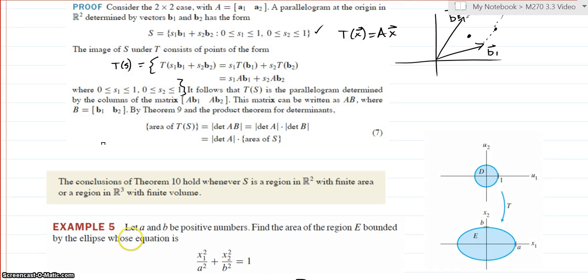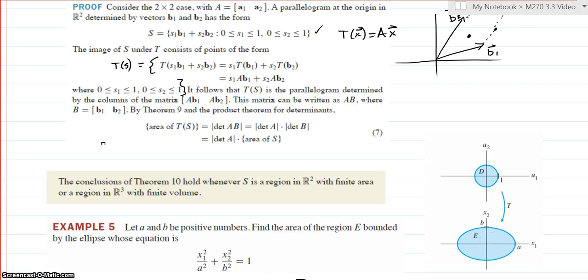Example 5 says, let a and b be positive numbers and find the area of region E. So region E here is bounded by the ellipse with the equation x1 squared over a squared plus x2 squared over b squared equals 1. And since we know the area of a circle, or what they call this disk here, we can use that transformation to find the area of the ellipse.